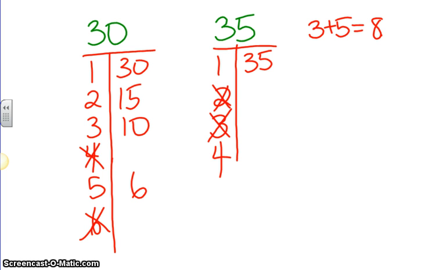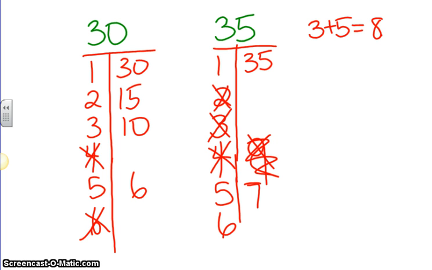Then I think about 4. Well, I know 7 times 4 is 28. 8 times 4 is 32. And 9 times 4 is 36, so no, we can't use 4. Then I have 5, and I know that 7 times 5 is 35. I know 6 doesn't go into 35, and 7 repeats. So when it repeats, we stop.